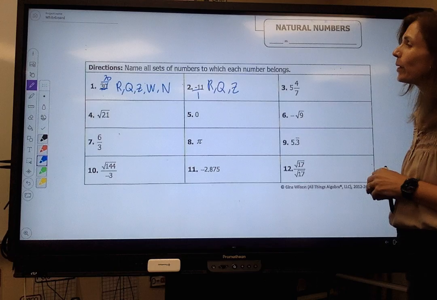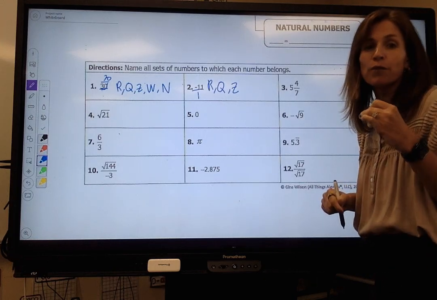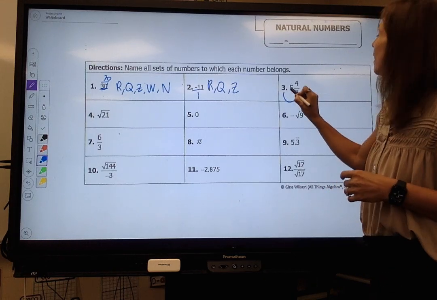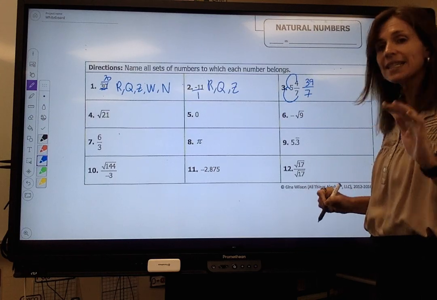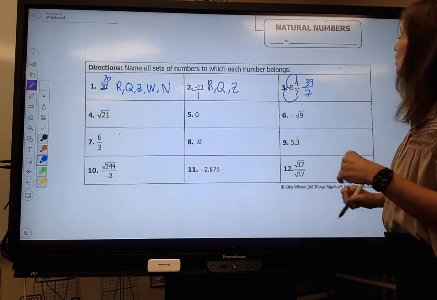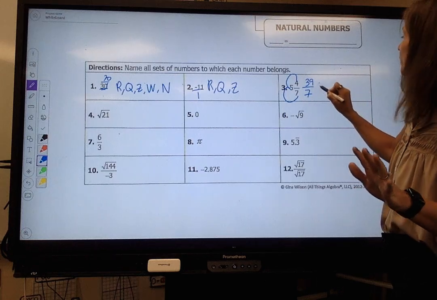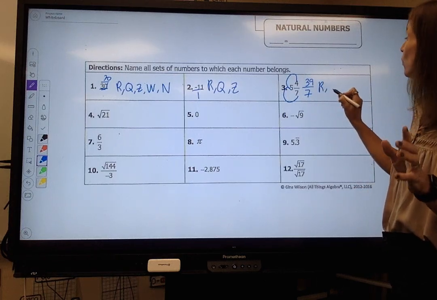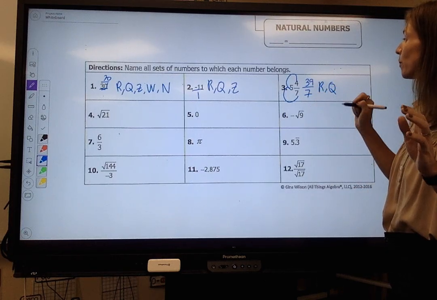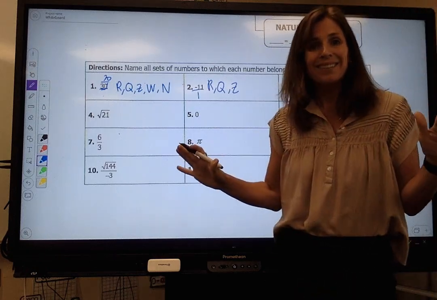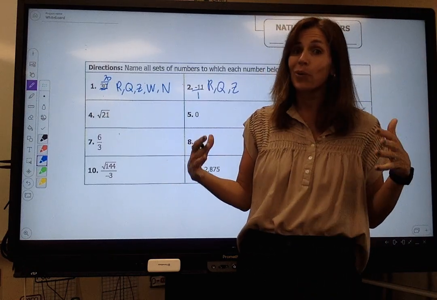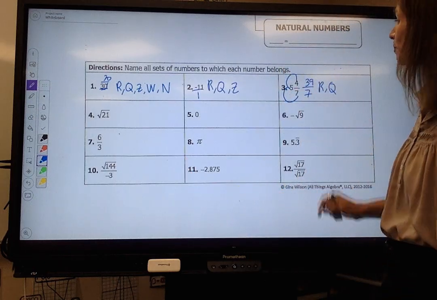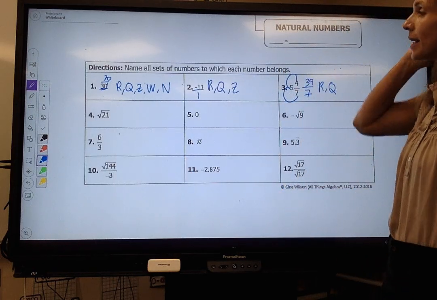Now, look at number 3. Can I force it to fit the form a over b? 7 times 5 plus 4 is 39 over 7. Yes, I have forced it to fit the form. So we know it's real. We know it's rational because I forced it to fit the form a over b. But that's it. It's not a counting number, whether negative or positive. So it's not whole, it's not natural, and it's not an integer. It stops right there.